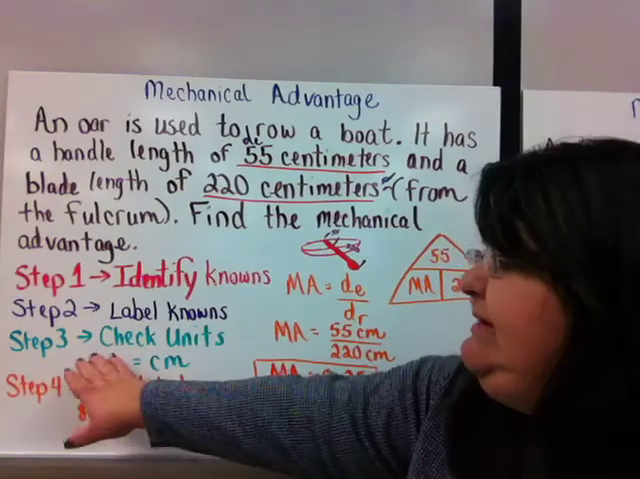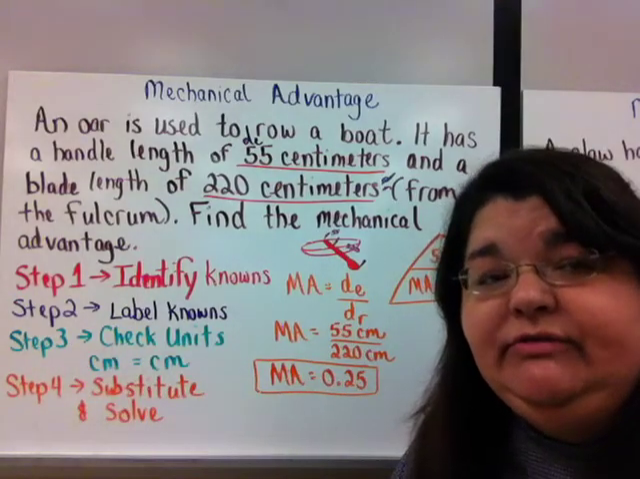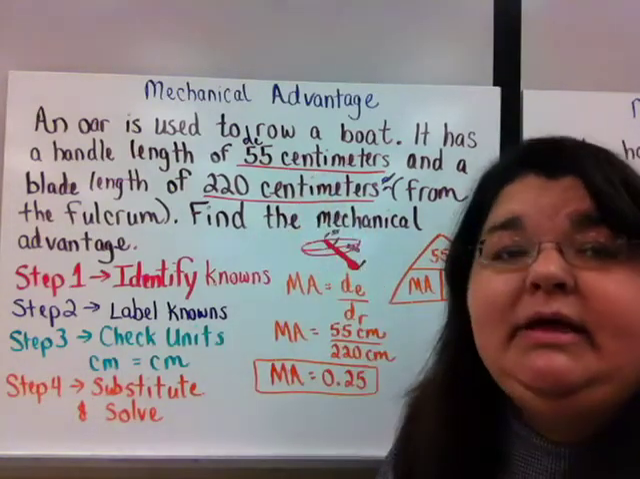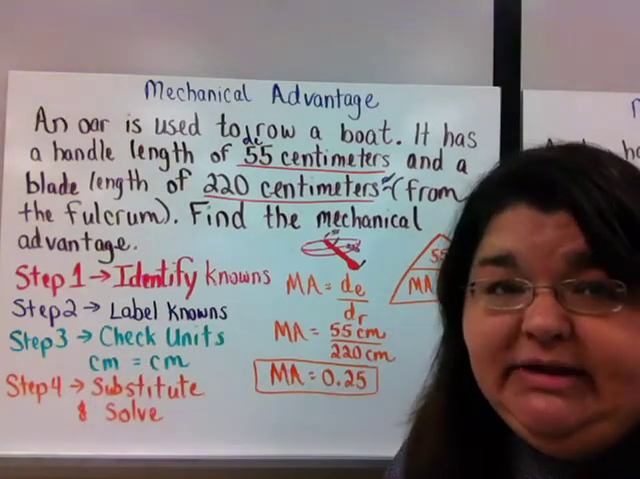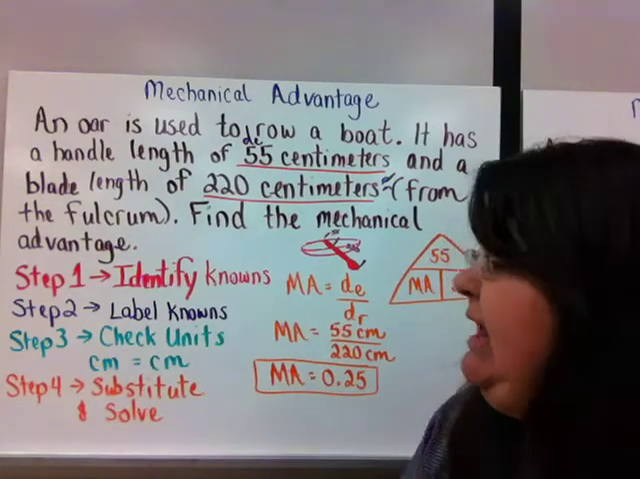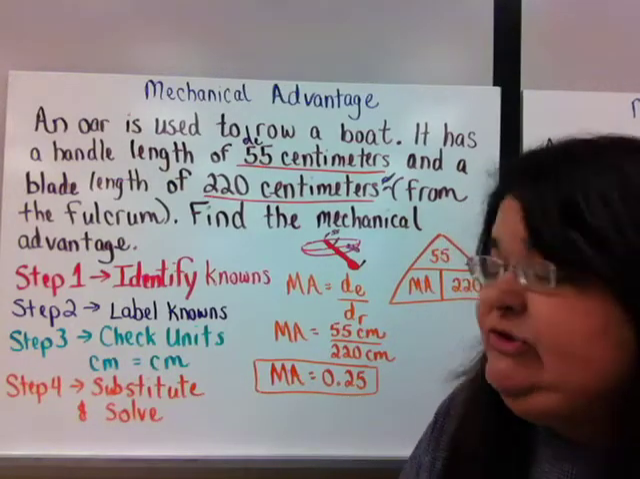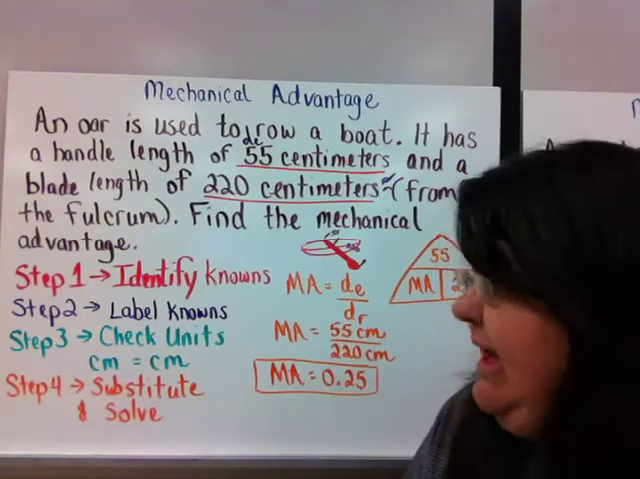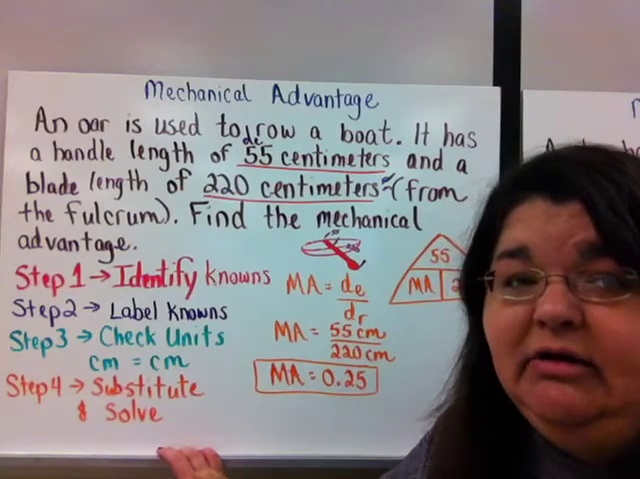Okay? Now, step 3 is to check my units. Very important when you're looking at two different distance values to make sure that they're both in the same terms. If I had had one of these measured in meters and the other in centimeters, it would be very important for me to change those to make them match. But in this case, we have both of them in centimeters, so we're okay. In step 4, we're going to substitute and solve.